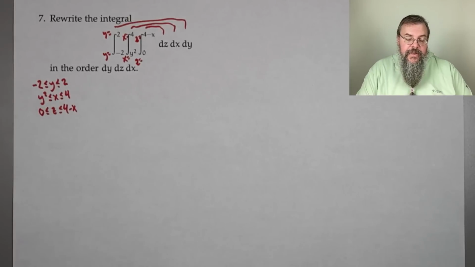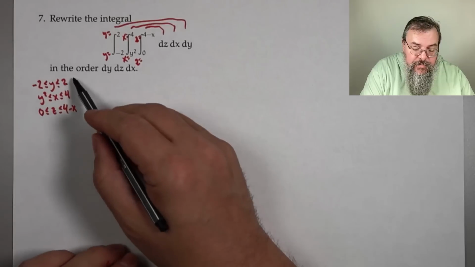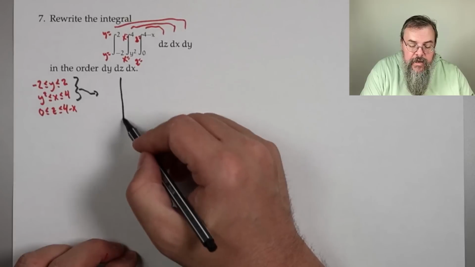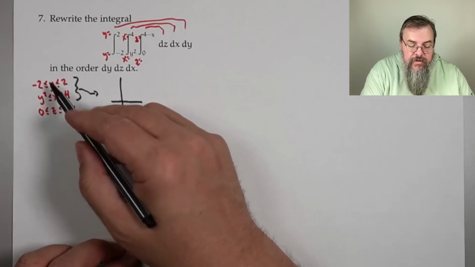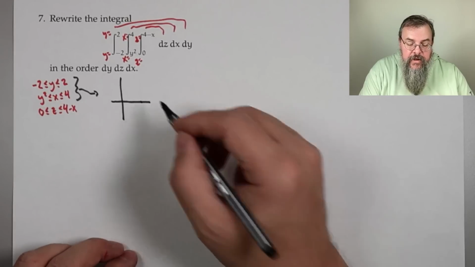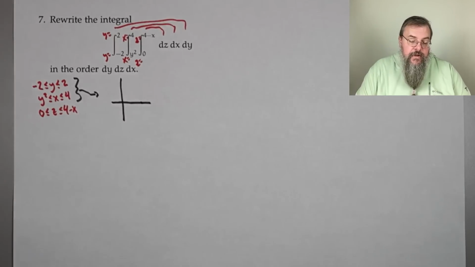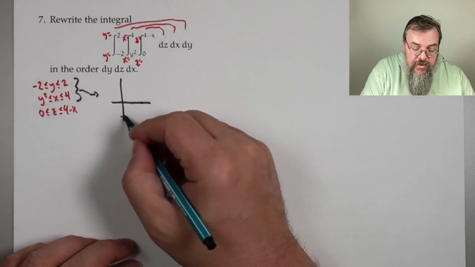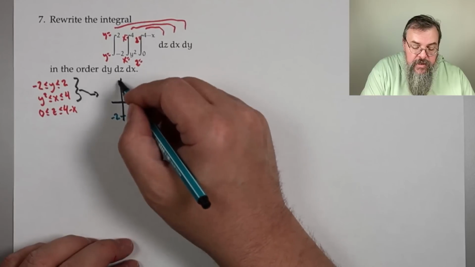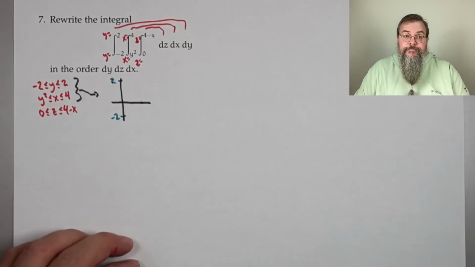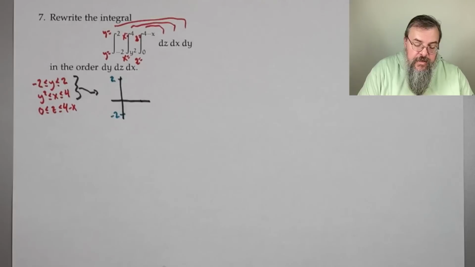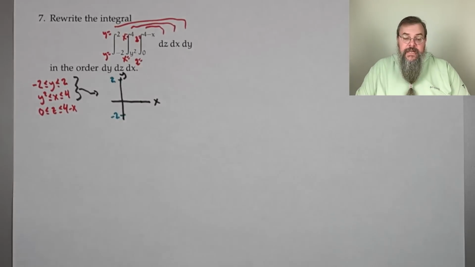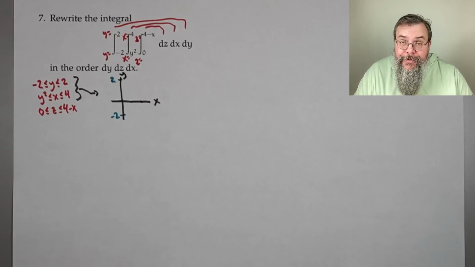And so let's work on just the two-dimensional part here. So we'll go into our y and x plane, so x and y. And what do we see? Well, y goes from -2 to +2. So here's -2, here's +2. So I'm in the x, y. Where does x go from?